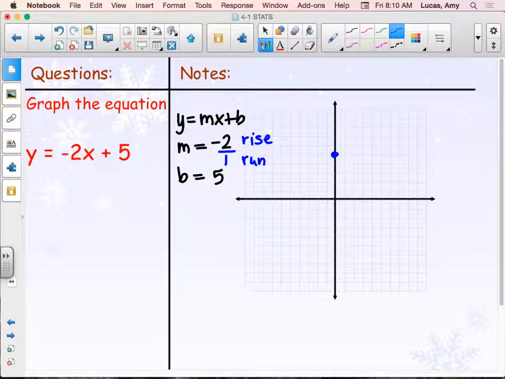So a rise of -2 means that I need to go down 2, and then over 1. Down 2 over 1. I always use that negative sign on the top number. So the rise on this one went down, the run went to the right. I always run to the right because the bottom number is always positive. So moving to the right would be the positive direction.